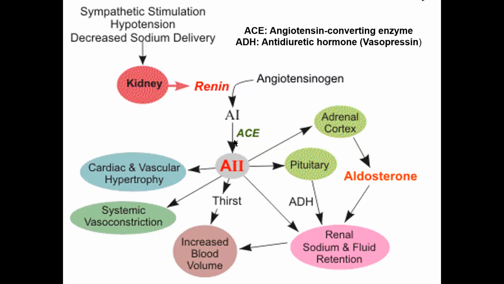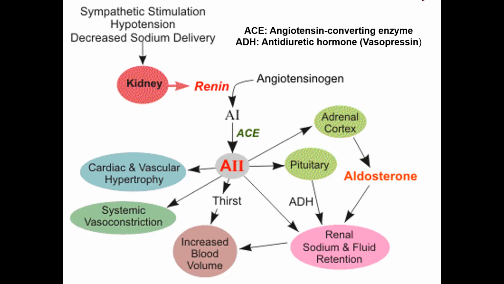So here we have another enzyme called ACE. And ACE stands for angiotensin converting... sorry, hang on, I've got to go back a step. The angiotensin 1 is converted to angiotensin 2 through this angiotensin converting enzyme. But there is another drug called ACE inhibitor. It's not on the slide.